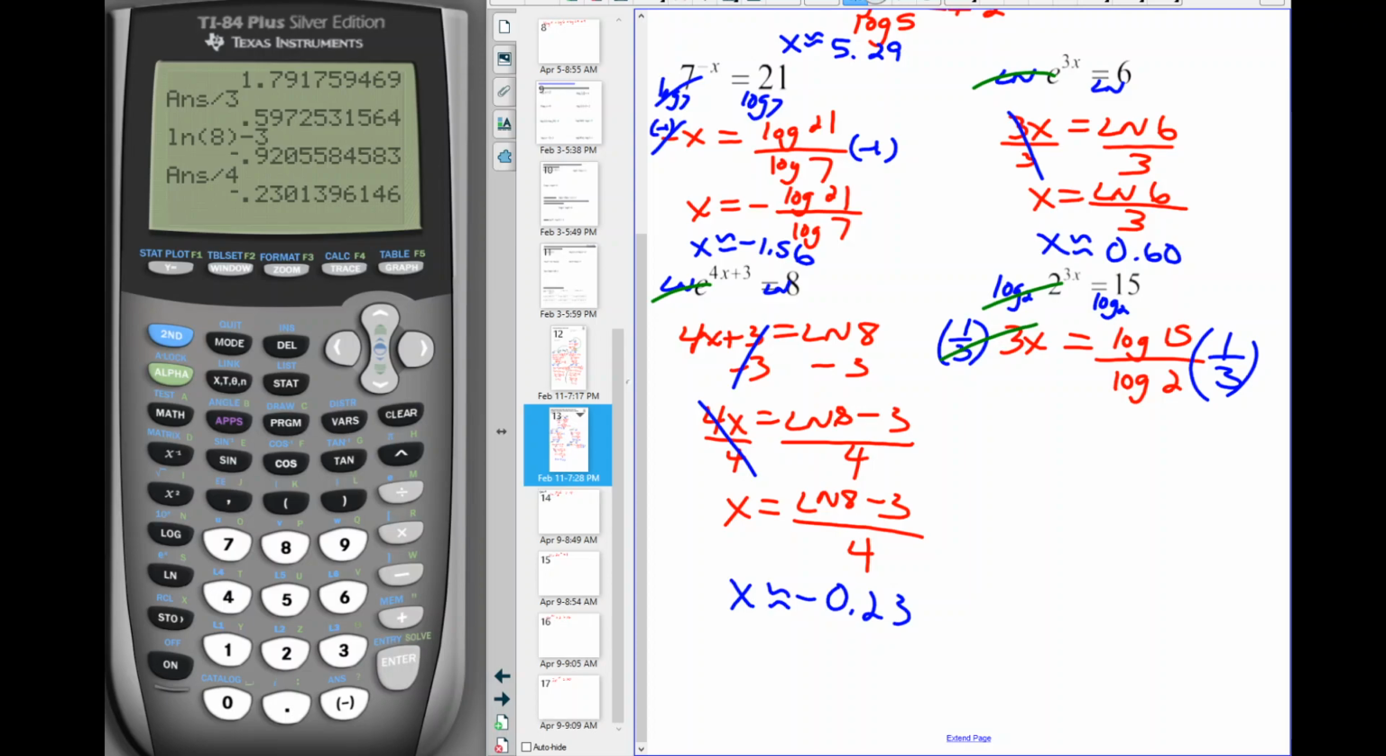What am I going to write on the other side? Good, we did that the other day. Log 15 over 3 log 2. And then we can put that in the calculator. We don't need to check for extraneous because it's exponential. Yay.